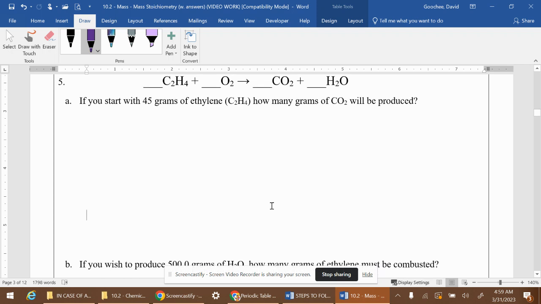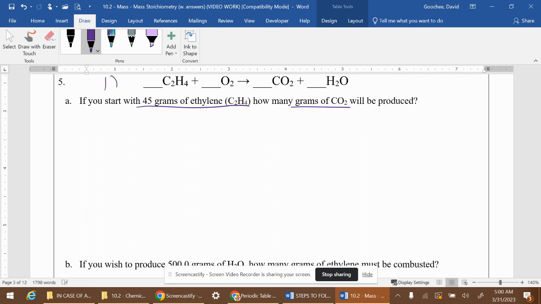So let's do another from the mass stoichiometry homework. Let's do 5A. You start with 45 grams of ethylene, C2H4. How many grams of CO2 will you produce?